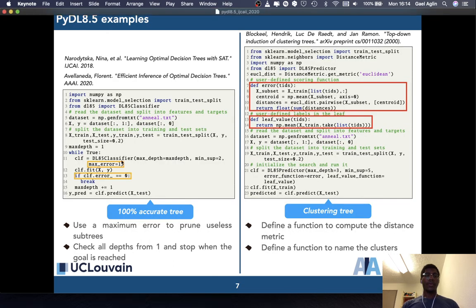To solve the 100% accurate tree problem, we just have to set the maximum error constraint lower than 1 and check that the goal is reached. For the clustering tree problem, we define a function for the error criterion and a function to name the found tree, the found leaf, and we pass those functions as parameters to the predictor to get our results.